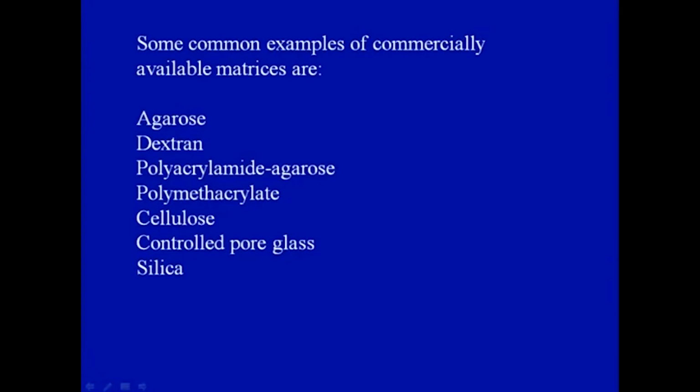Matrix properties should not be substantially altered on functionalization. So, the matrix should not be substantially altered when you are doing all this chemical processing with it. The matrix should be uniform in structure, particularly when functionalized, so that ligand molecules can be homogeneously distributed. That is very important. Now, a lot of different kinds of matrices are used. Commonly used matrices include agarose, dextran, polymethacrylate, polyacrylamide, cellulose, controlled pore glass, silica, and so on. So, there are a whole lot of different matrices available.